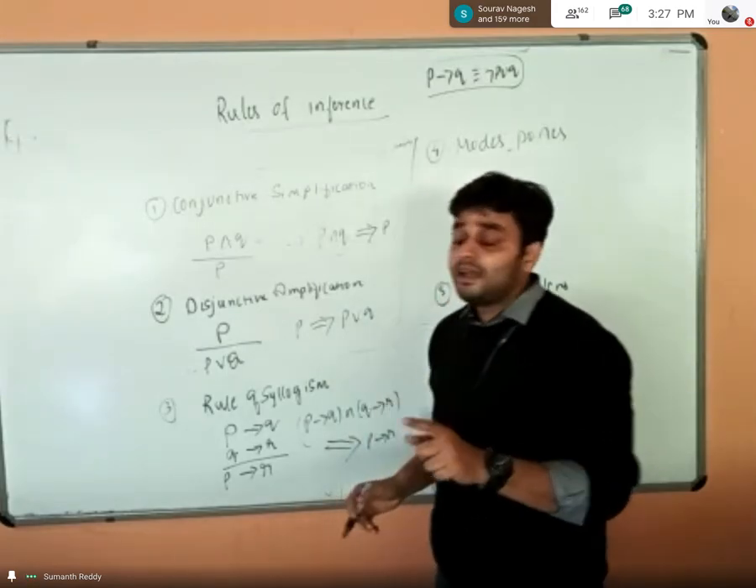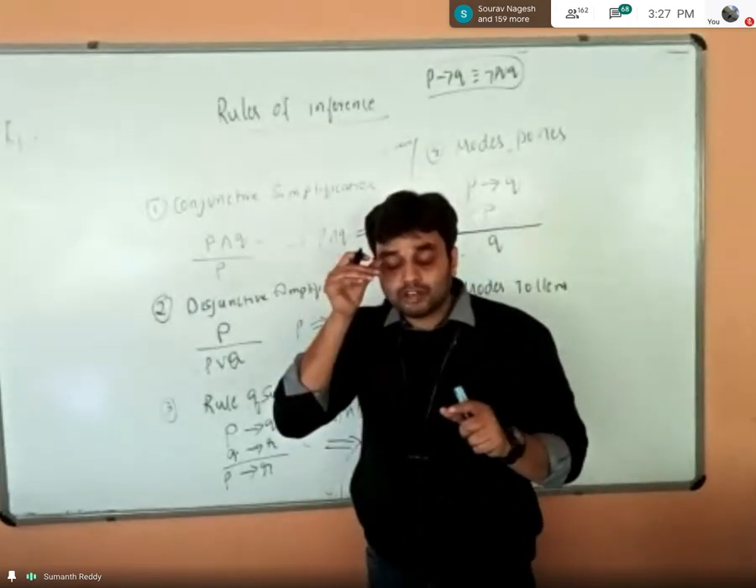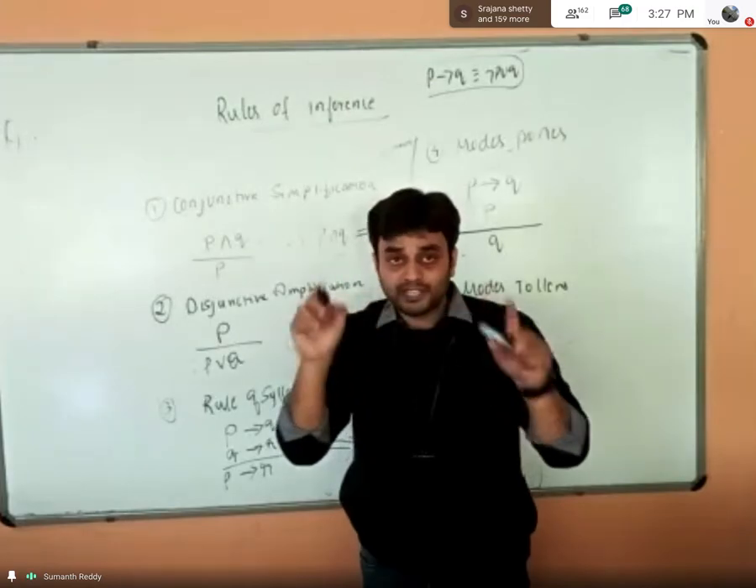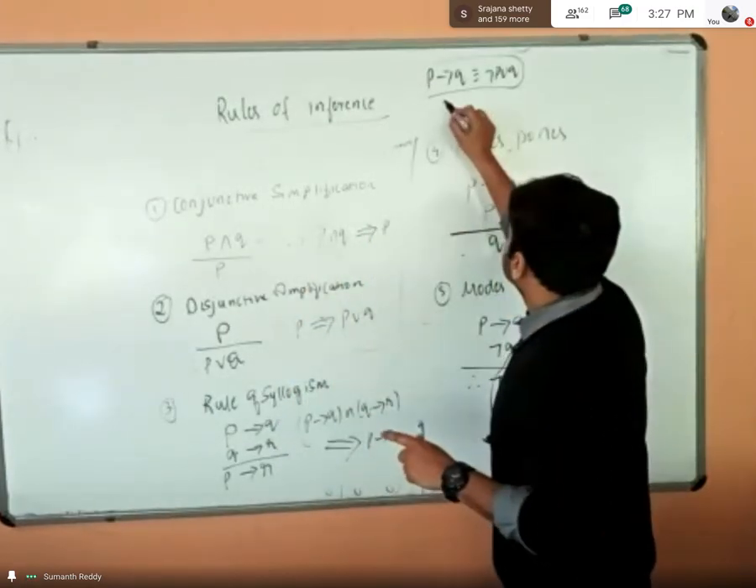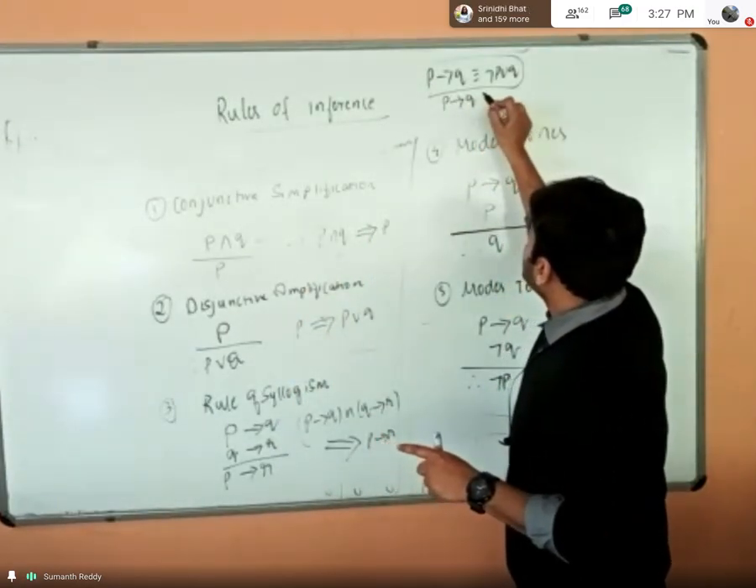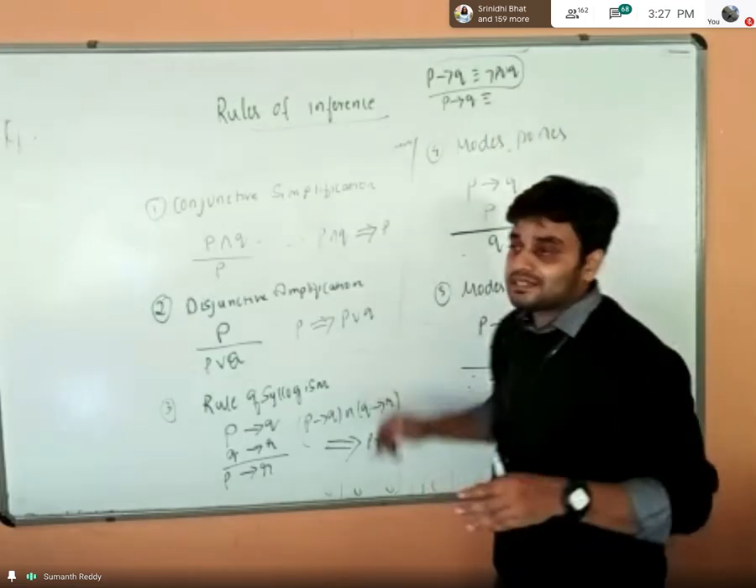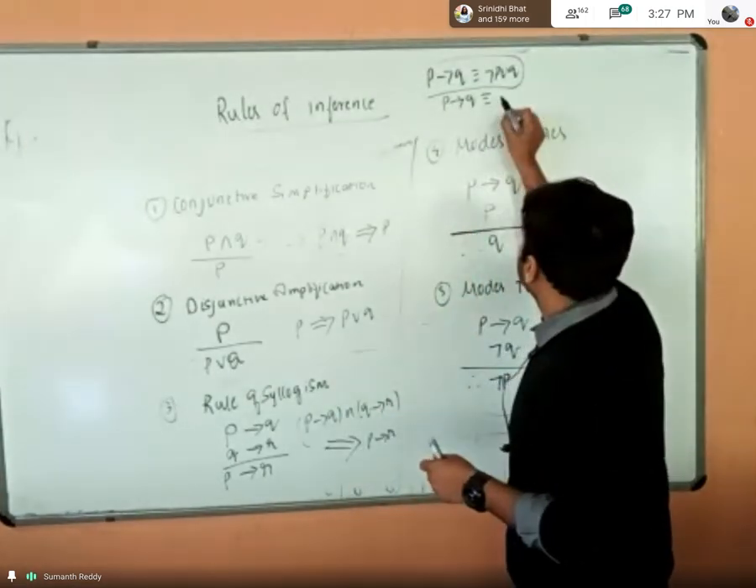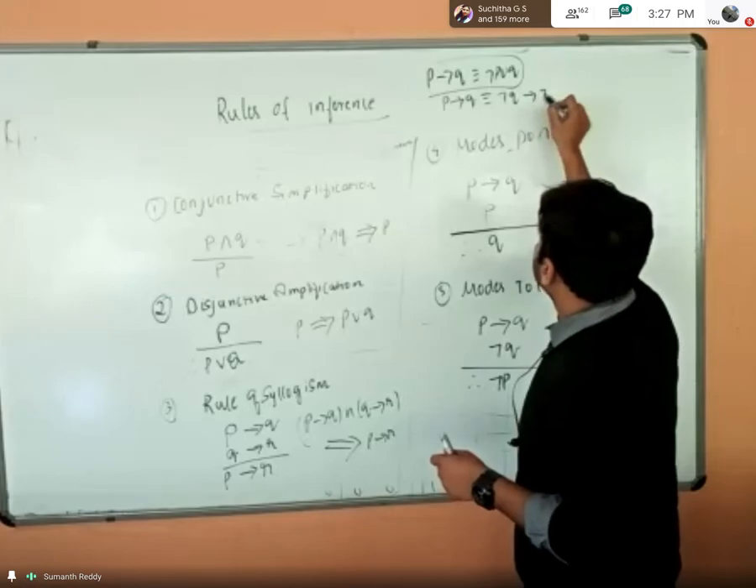When I taught you the converse, inverse, and contrapositive, I wrote the truth table, and I told you that P implies Q, this conditional, will always be the same as its contrapositive. What is the contrapositive of this? Negation of Q implies negation of P.